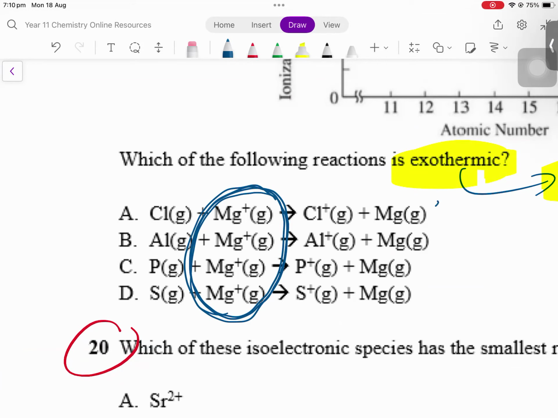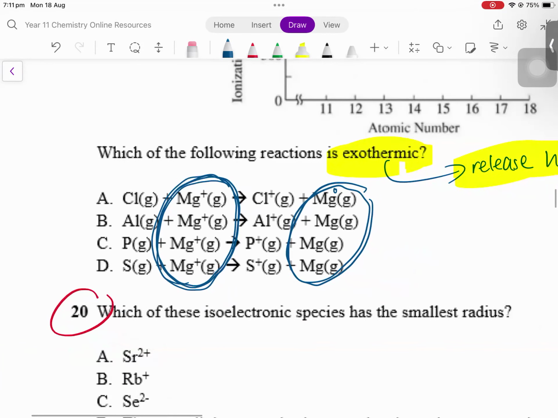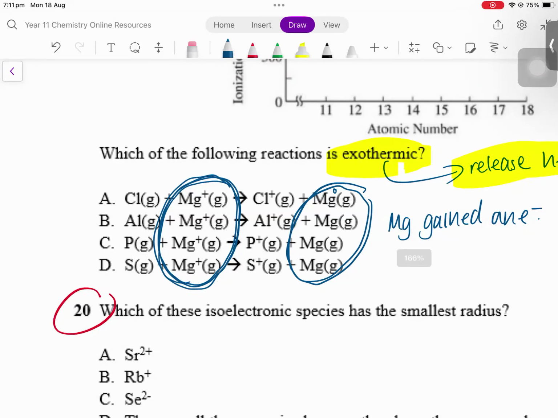In all of the cases, magnesium went from a plus to a zero. Think about what an electron charge is. An electron is negatively charged. Magnesium went from plus to zero. In all of these four options, did it gain an electron or did it lose an electron? In all of these cases, magnesium gained an electron, because plus one minus one will give you the zero.